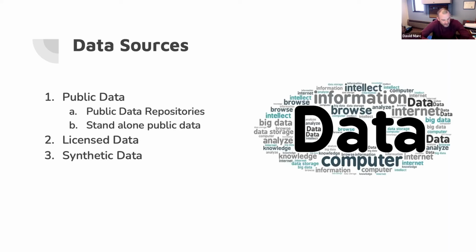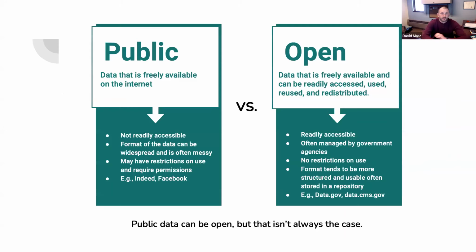I want to begin this talk by talking about public data sources. I want to give you some idea of, what are we talking about when we talk about public data? I'm going to cover some different examples of data that's available online. Public data, which is stored either in repositories or standalone data sets. Then I want to contrast that against other types of data, like licensed data or even synthetic data.